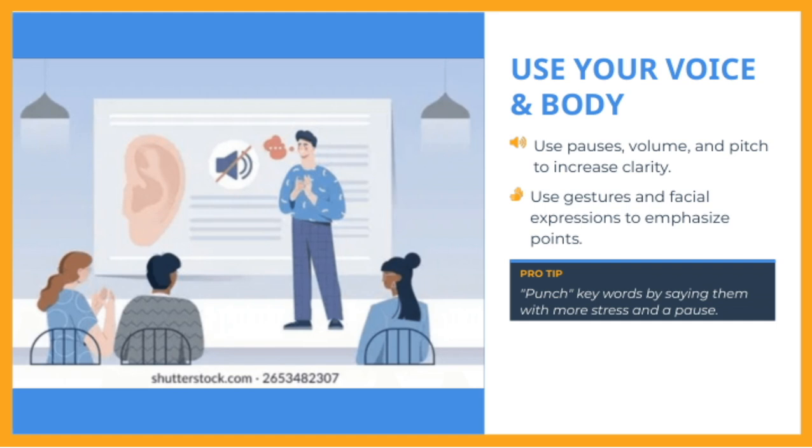Next, use gestures, a pointed finger or an open hand, to highlight these key ideas. Facial expressions are equally important. A slight raise of the eyebrows or a nod can emphasize your point. Remember, pauses, volume, and pitch are your best friends. A well-placed pause before a punch word creates anticipation, and changing your volume or pitch can increase clarity and engagement.